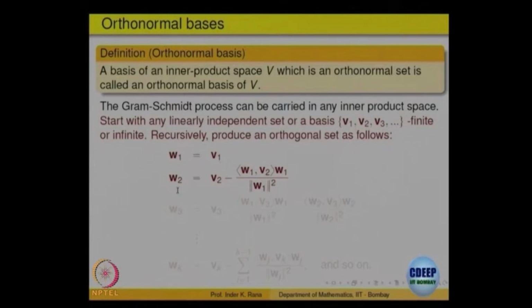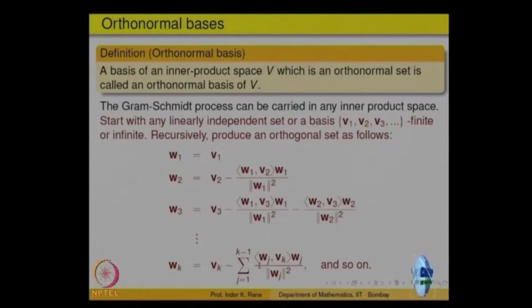What is W2? I am describing the Gram-Schmidt process again, inductively, from W2. Remove the projection of W1 onto V2. So, this projection you remove, and W1 and W2 will be perpendicular. What is W3? From V3, the next one, remove the projection on the previously defined vectors. If you go on doing that process up to any k, you can remove the previous projections. So, what will you get?